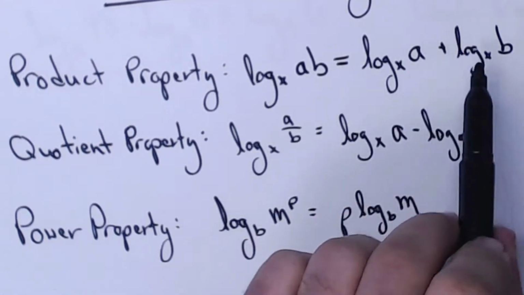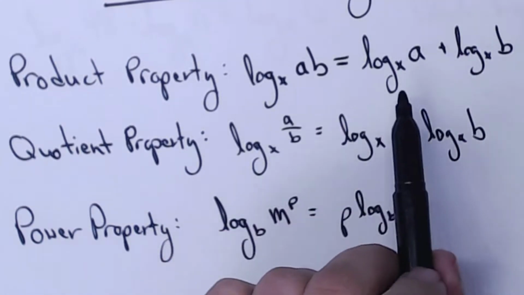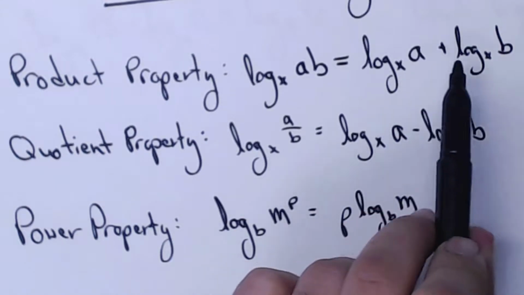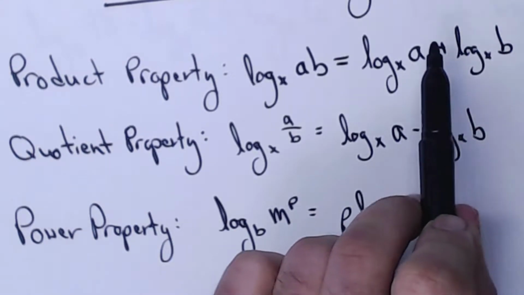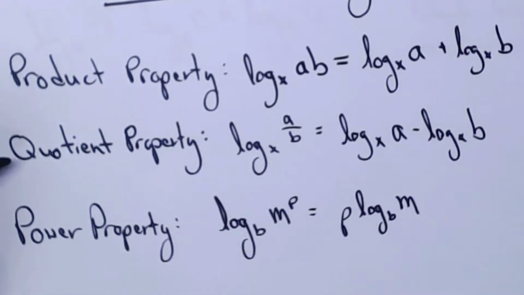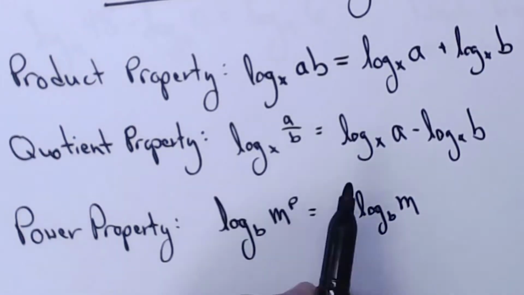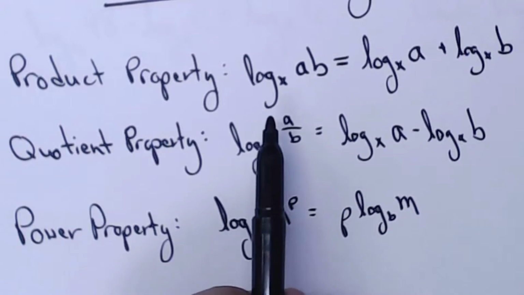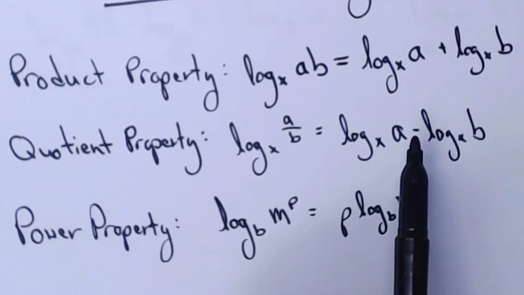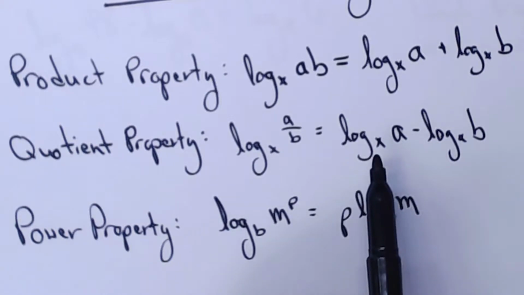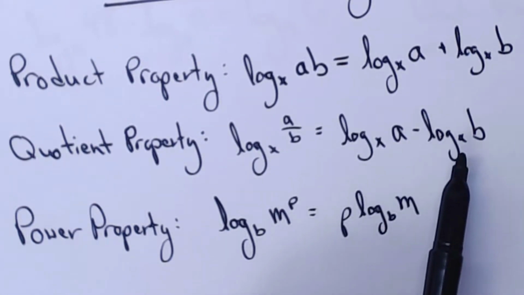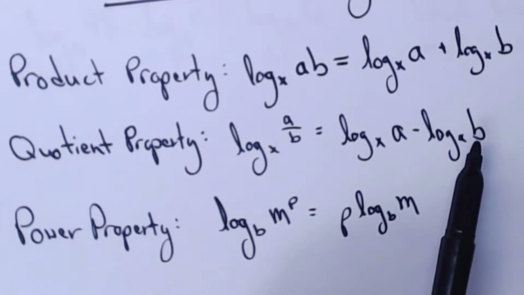That's important because I can go the other direction as well. As long as I have two logs of the same base, and the outsides are being added, I can take their insides and multiply them. Next property we have is quotient. That means that if I have a log base x and then two things that are being divided, I can split that up into subtraction. So I have log base x of a minus log base x of b.